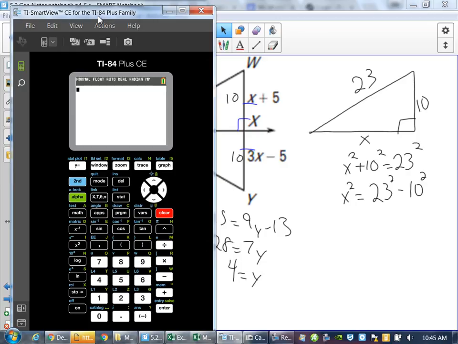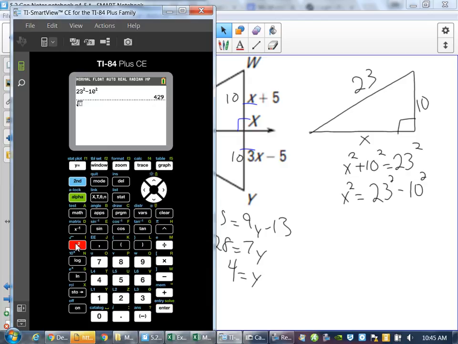A lot of times in this class, we're going to do stuff with the answer key. You probably never used the answer button before on the calculator. It's where your last value is stored from when the last time you hit enter. So here I would just type in 23 squared minus 10 squared, and I'd hit enter. I get 429, okay? Now I want to take the square root of that. Now I could type in square root 429, or I can do this.